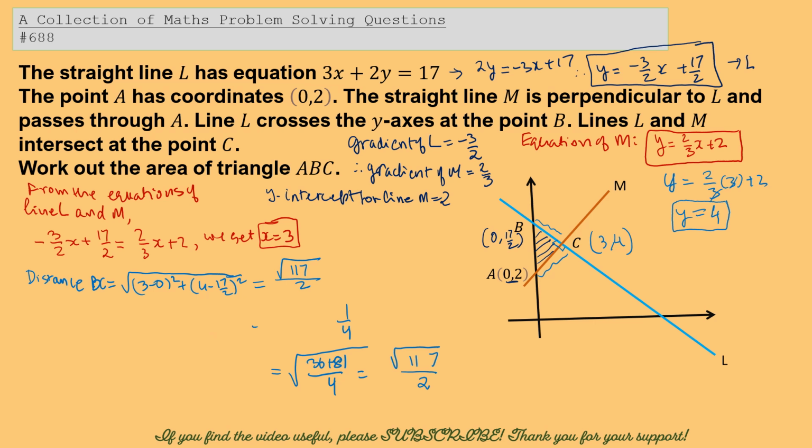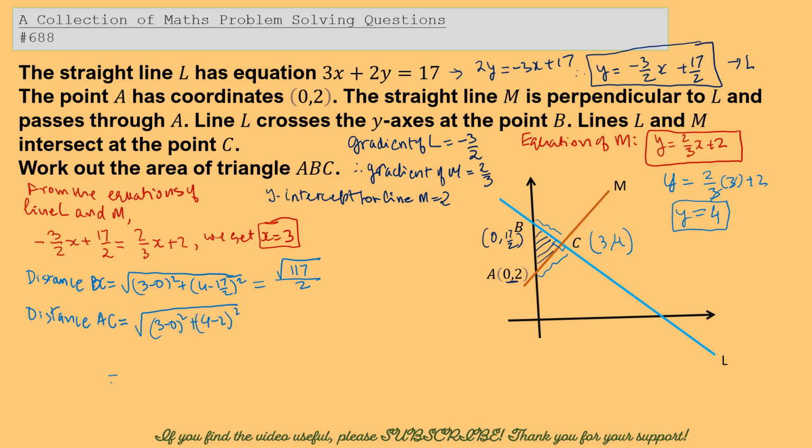Next I need to find the distance AC. The distance AC would be 3 minus 0 squared plus 4 minus 2 squared, and that is 9 plus 4, which is root 13. So that equals root 13.